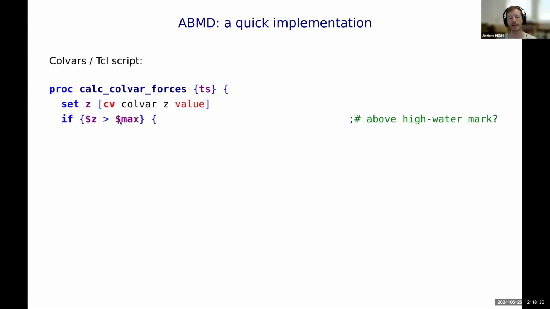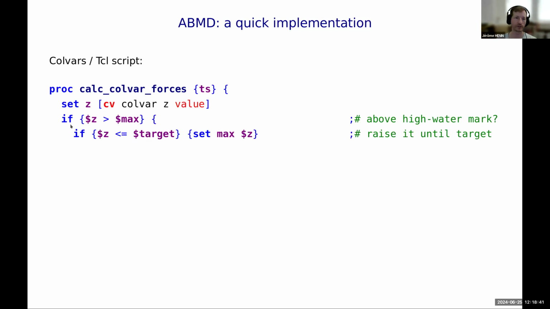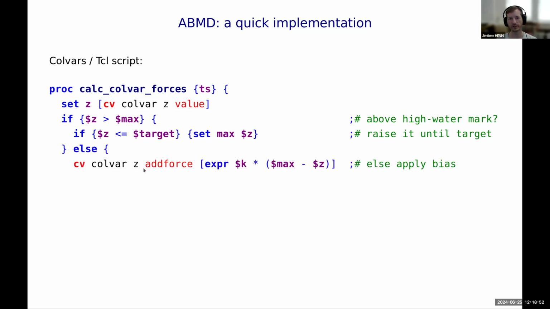Then if that is higher than the previous highest point, then we need to move the previous highest point up. And it has to be lower than the target, because there's also a target where I stop moving. So if it's also lower than the target, then the new maximum is the current value. And if it's not, that means it's behind, and if it's behind, it's in the harmonic potential. So I just add a force to this variable using the Colvars interface. And the force is a harmonic force, so it's just a linear function of the distance to the reference point. And then, well, that's it.